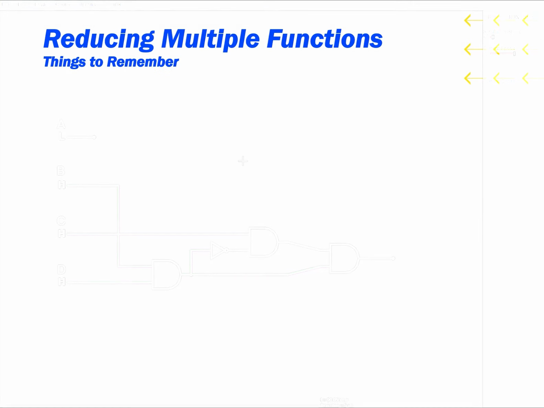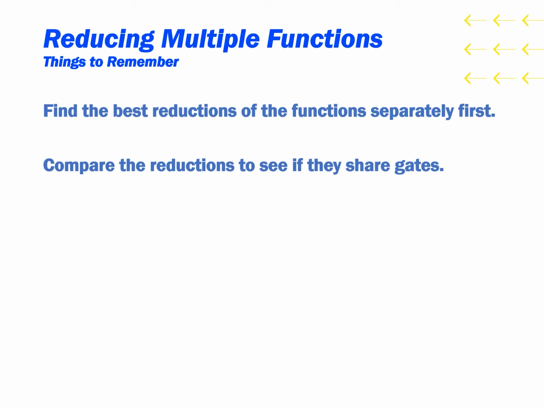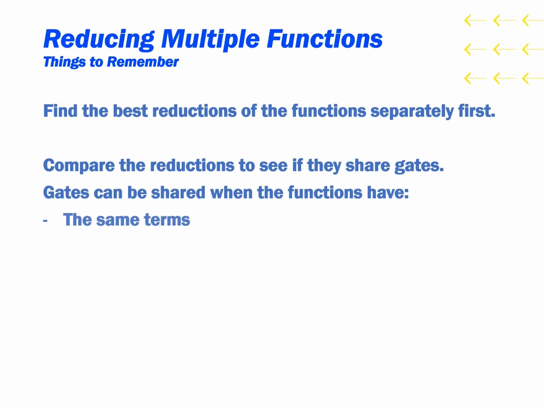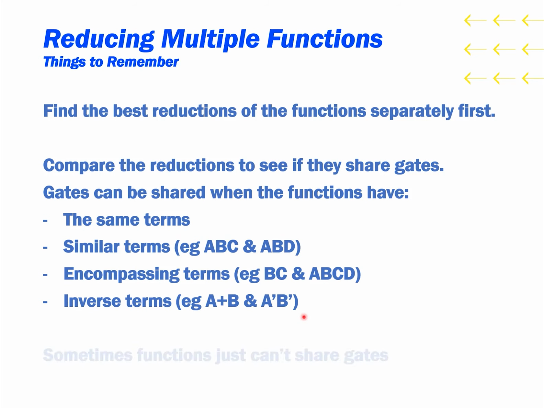So, when reducing multiple functions, find the best reductions of the functions separately first. Compare the reductions to see if they can share gates. Remember that gates can be shared when the functions have the same terms, similar terms, here the AB gates can be shared, encompassing terms, here the BC gate can be shared, and inverse terms. A or B is the inverse of A naught and B naught, so we can share that gate.